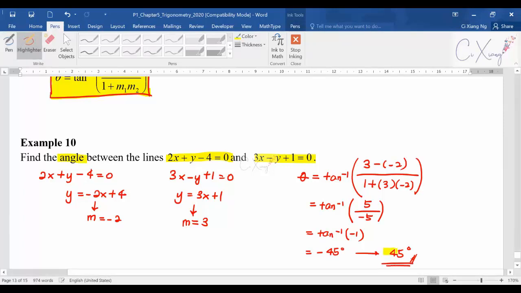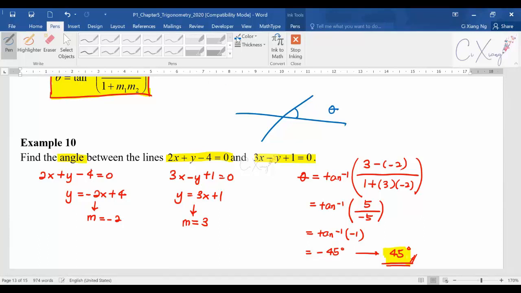Maybe some students will say, hey, why do I get negative 45? Then I can straight away change it to 45 degrees. The explanation is like this. Let's say these are two straight lines, and this is the theta. If you get negative 45, that means you are measuring it in this direction, the clockwise direction. So this is negative 45. And if you get positive 45, that means you get this one in the anti-clockwise direction, so 45 degrees.